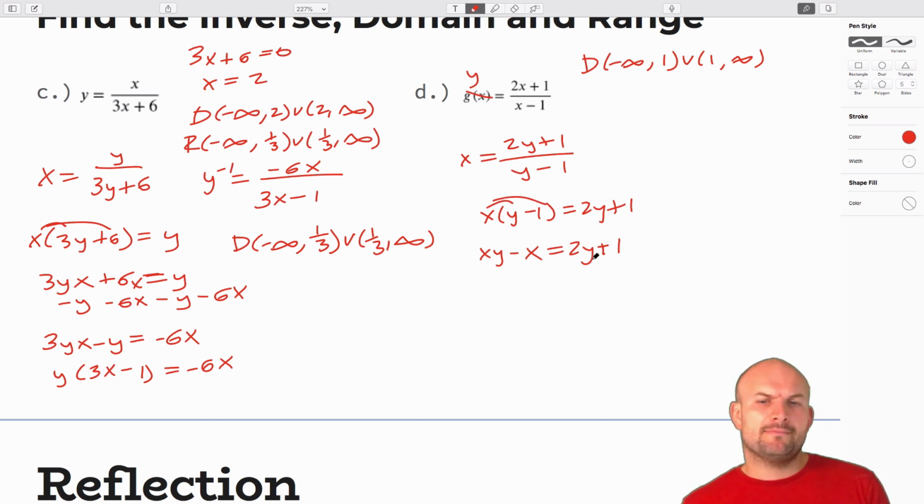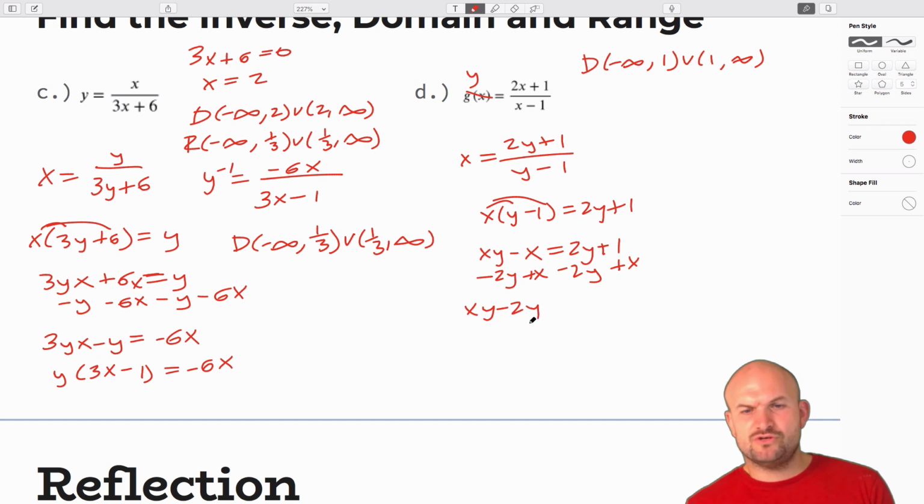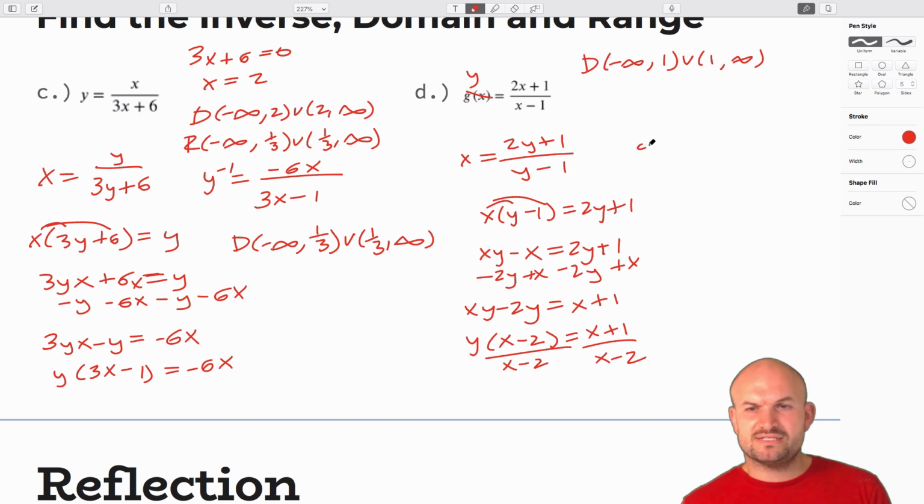Now, let's go ahead and get the y's to the same side. Let's add the x here. So now I have xy minus 2y is equal to x plus 1. Just rewrite those. Factor out the y. So I'm left with y times (x minus 2) is equal to x plus 1. Divide by x minus 2. And therefore, we can say that g inverse of x is equal to x plus 1 over x minus 2.